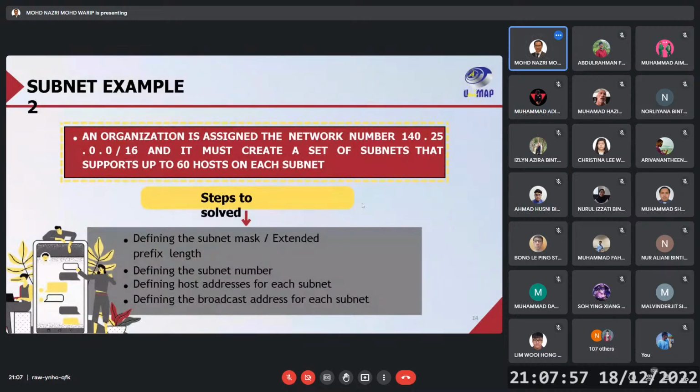This one. An organization is assigned the network number 140.25.0.0/16, and it must create a set of subnets that support up to 6 hosts on each subnet. It's the same as this one.